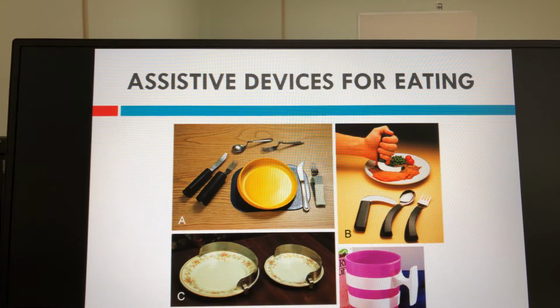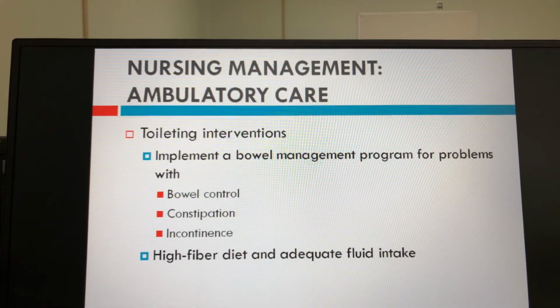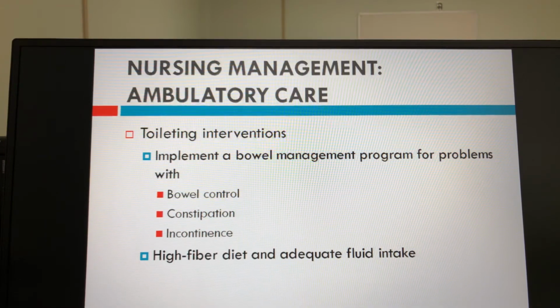So a patient with stroke frequently has constipation, which responds to the following dietary management. Those are the utensils they come up with, and we're going to move on to elimination and get done with this. So for bowel management, again, you want to control the bowel. You don't want them to get constipated, and you don't want them to be incontinent.